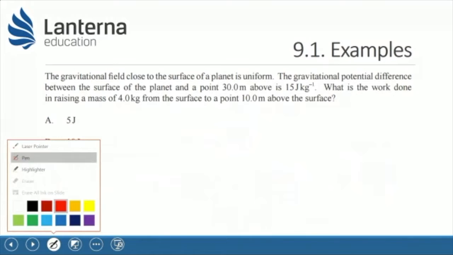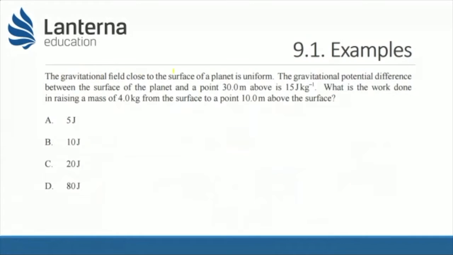So for the second question, I've got a gravitational field to the surface of a planet is uniform. We've got the gravitational potential difference. So I'm already thinking, okay, I need the gravitational potential equation. Between the surface and a point 30 meters above is 15 joules per kilogram. What is the work done in raising a mass of 4 kilograms from the surface to a point 10 meters above? And then we're told the gravitational field close to the planet is uniform.